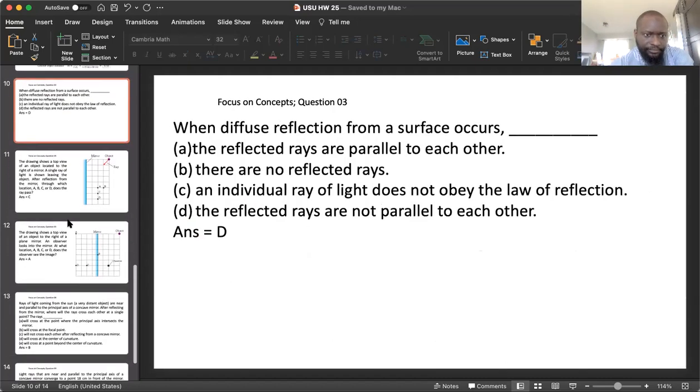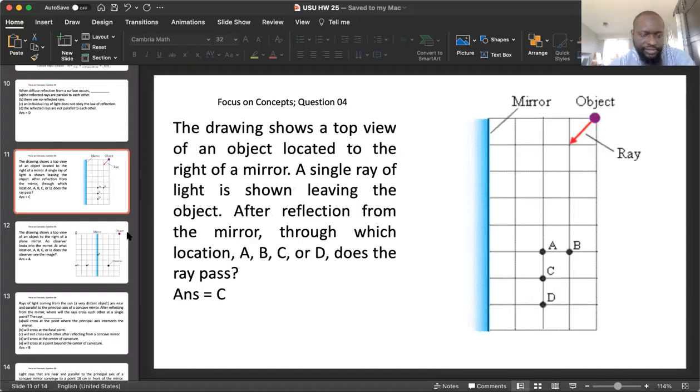Next, when diffuse reflection from a surface occurs, it means that the reflected rays are not parallel. Diffuse means irregular reflection. A plane mirror has regular reflection. If I have a rough surface that has contours, the incident rays will not go parallel with the reflected rays. The rays are going to mix up because of the rough surface. So that's what we mean by diffuse reflection.